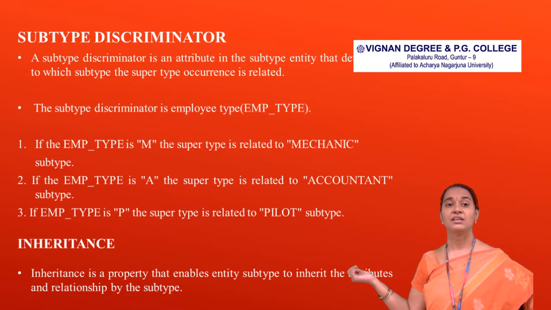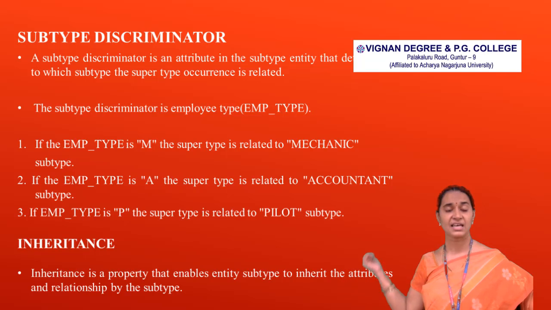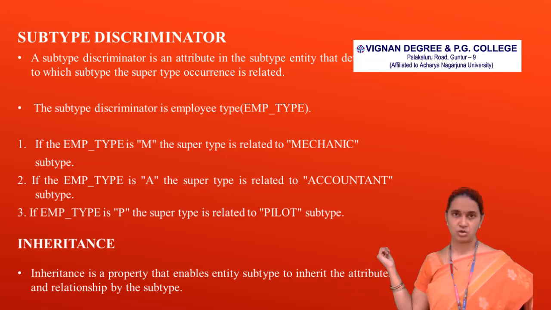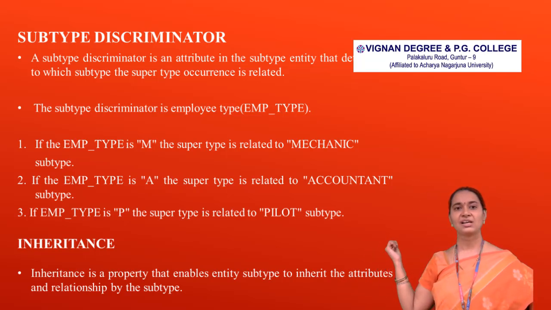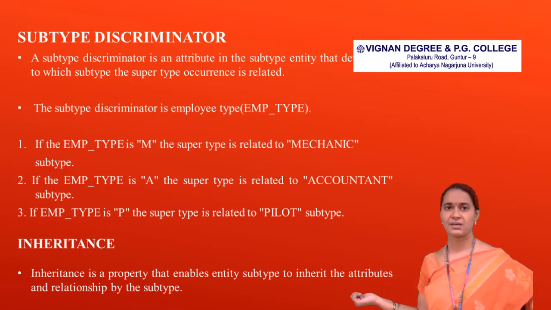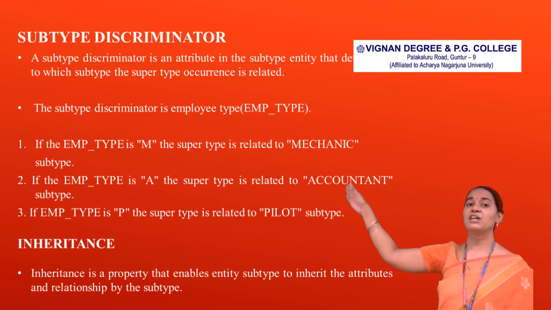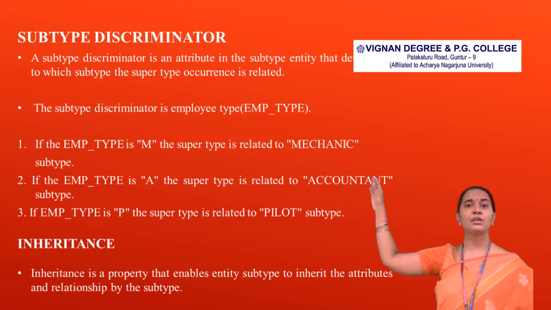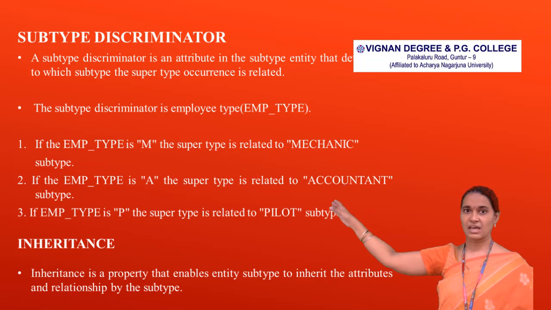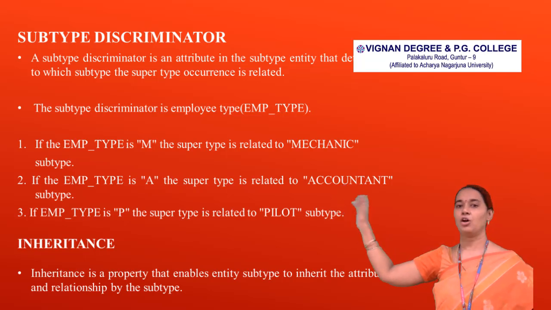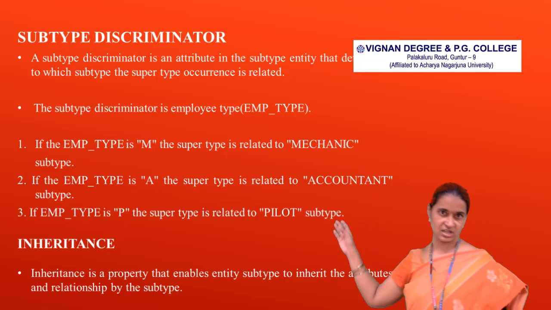This is about the inheritance and the subtype discriminator, followed by the next one, the types of constraints, which include the partial constraint, disjoint constraint, overlapping constraint, etc. Let us now discuss all these definitions one by one. First one is the disjoint constraint or the overlapping constraint. So what is a disjoint constraint?